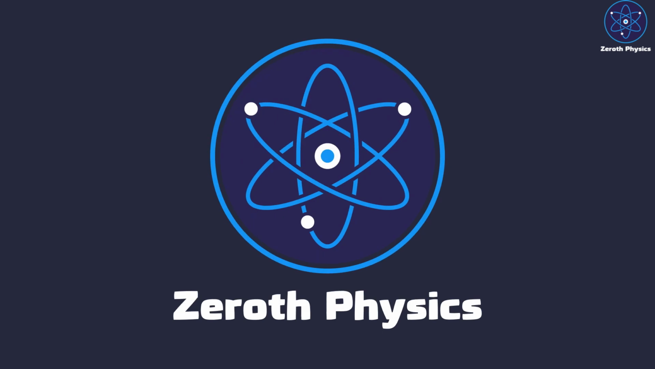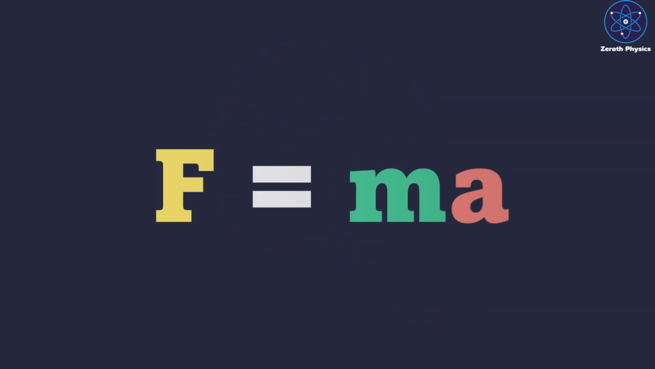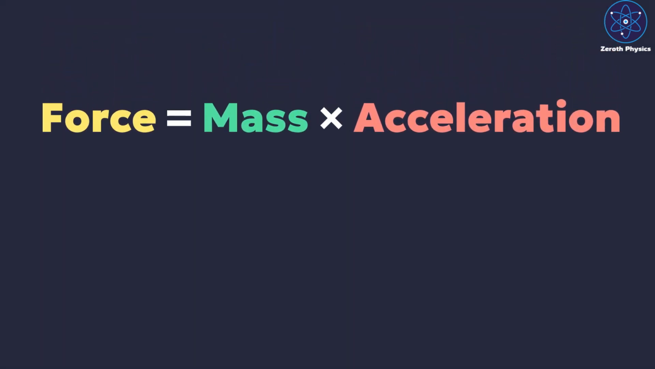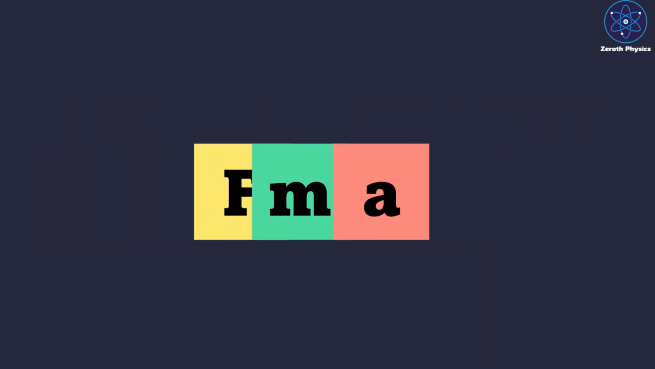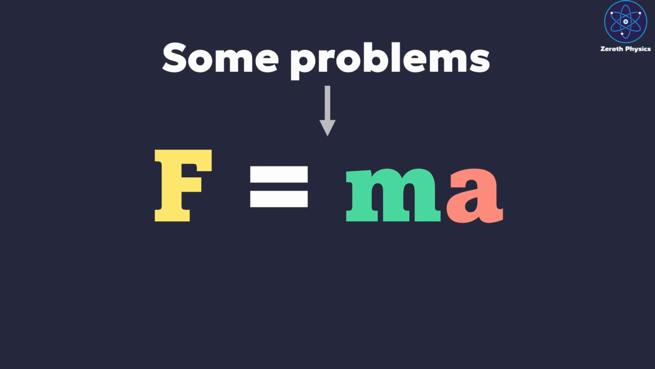Welcome to Zero Physics. In this video, we are going to explore the equation F equals ma. Force is equal to mass times acceleration, or F equals ma. This simple equation is one of the most famous equations in physics. However, there are several issues or problems with this equation.